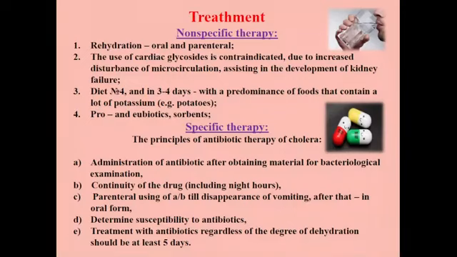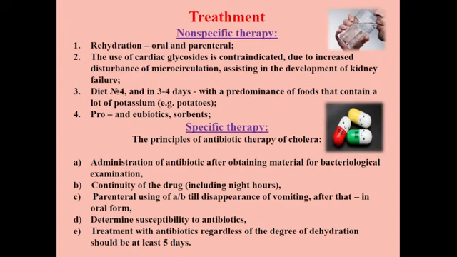And now treatment. In the first place, non-specific therapy: rehydration, oral or parenteral. The use of cardiac glycosides is contraindicated due to increased disturbance of microcirculation, contributing to the development of kidney failure. Diet number 4, and in 3-4 days a diet with a predominance of foods that contain a lot of potassium, like potatoes, for example. Probiotics and sorbents. That is non-specific therapy.